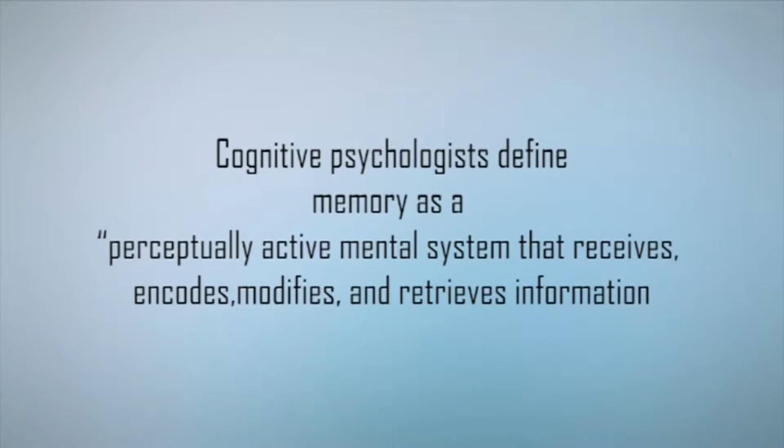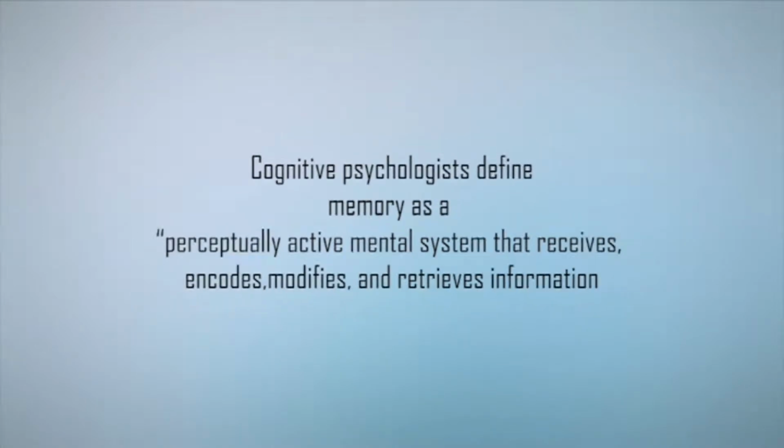Memory refers to the set of processes involved in storing information, and the specific process is termed as retention. Cognitive psychologists define memory as a perceptually active mental system that receives, encodes, modifies, and retrieves information. Memory is one of the most important cognitive functions, yet one of the easiest to overlook.